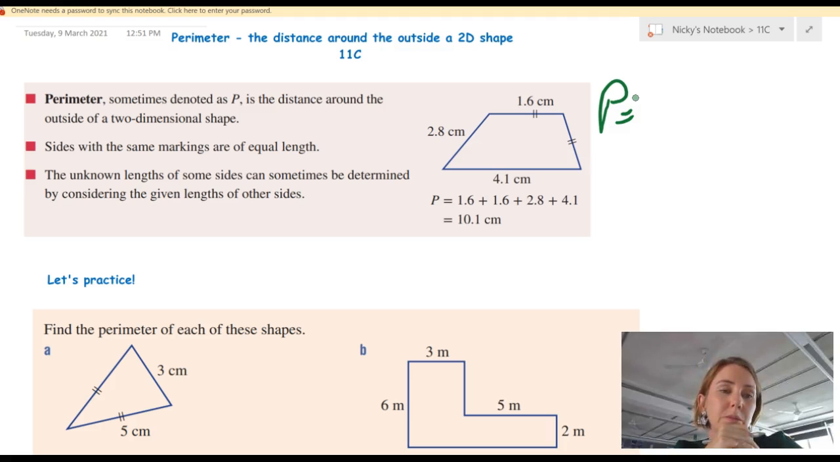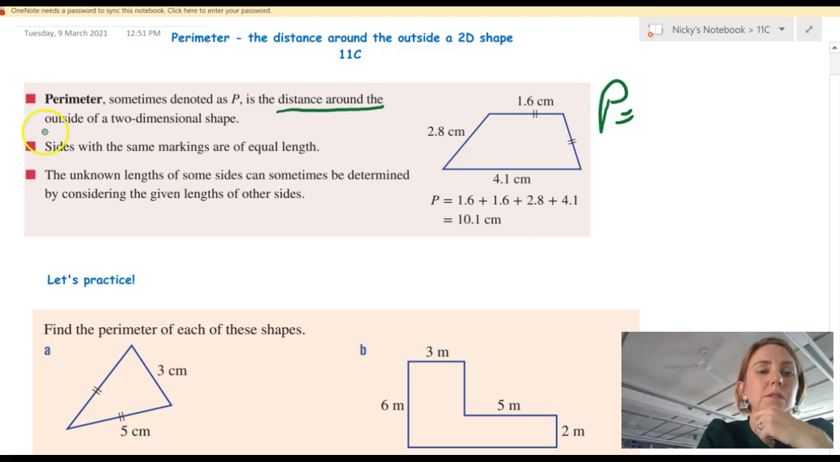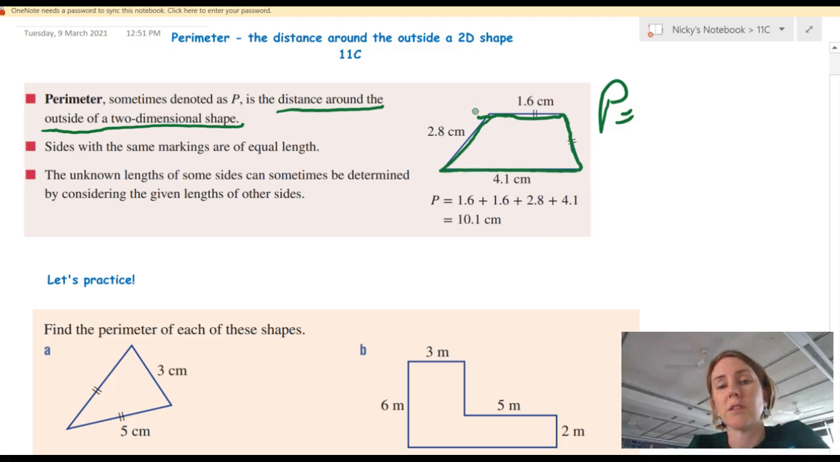So P for perimeter is the distance around the outside of a two-dimensional shape. Around the outside like a track. It is not the distance inside. That is to do with area, which we'll do in our next video.